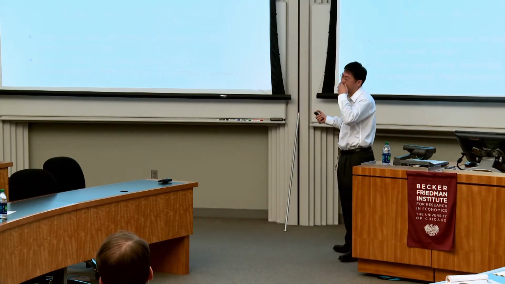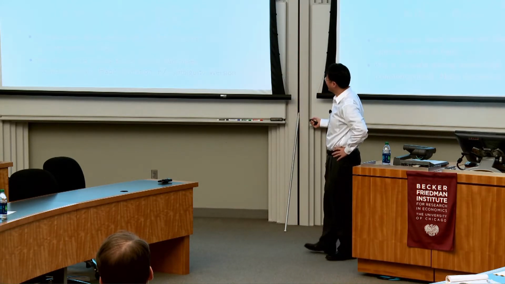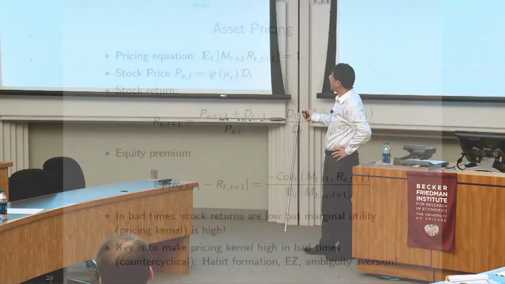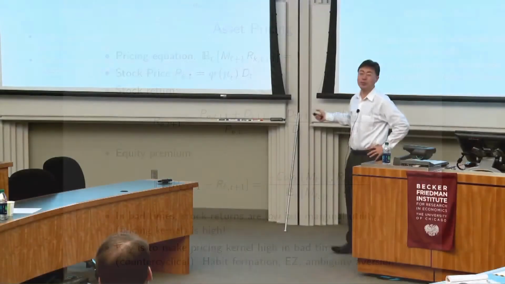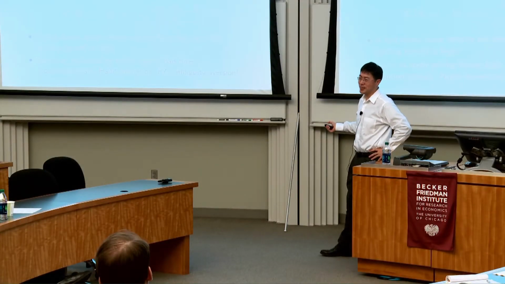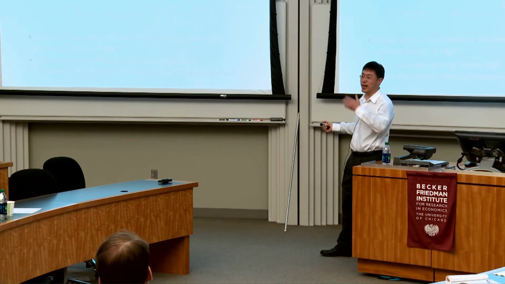Or survey paper I read, yeah. So this covariance must be high. How to make this high? That's basically you need countercyclical behavior, right? There are many ways. Habit formation, that's one way to do this. That's a basic intuition.